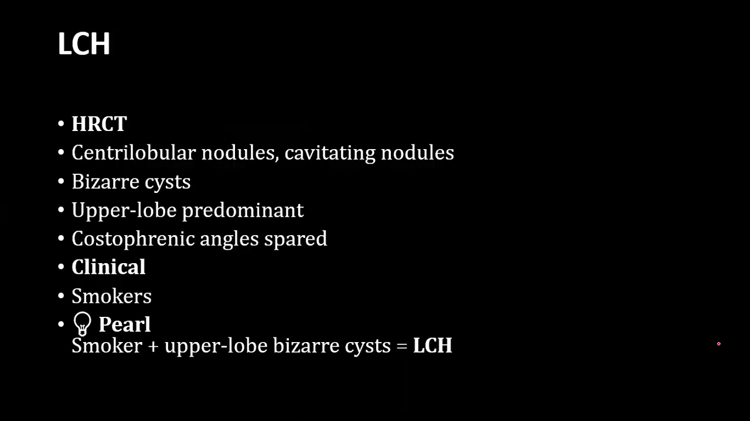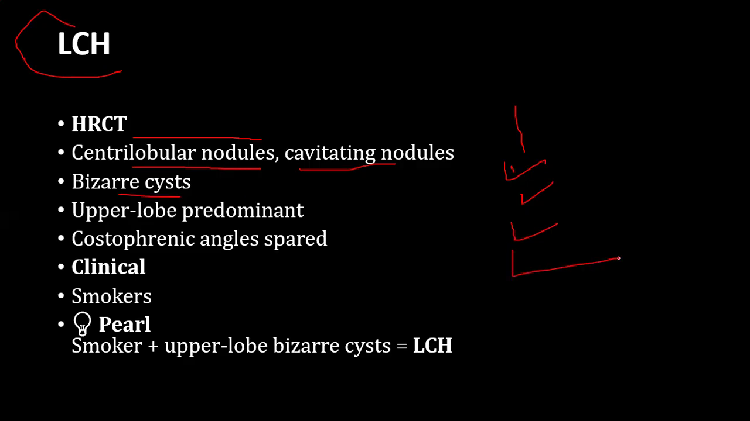Next is LCH. Now in LCH, you will see nodules. Previously, I discussed the nodules will be centrilobular nodules, with some cavitating. LCH is basically a pattern, and it's a sequence, right? First, you will see nodules, then the nodules will cavitate, then the nodules will eventually form cysts, right? And you will see very bizarre shaped cysts, and eventually fibrosis will also be seen, usually in upper lobes, with sparing of the peripheries and CP angles.